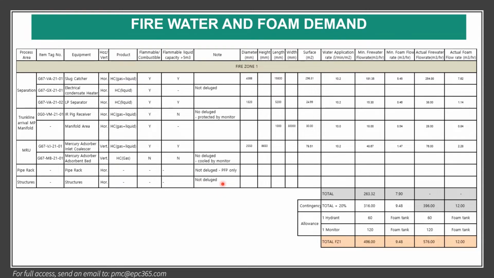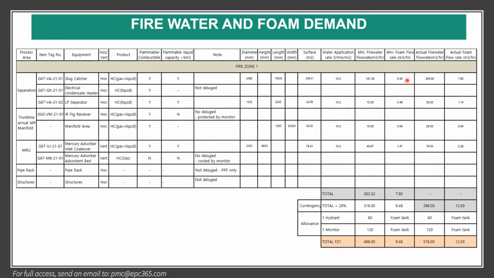And does it have PFP? Does it have any other protection? For example, here PFP is not provided, only for example this pipe rack. So when you decide yes, you have to deluge, then you have to define the dimensions of height, length, and width, and then finally the surface, then the application rate as per NFPA, and then the minimum fire water flow rate, application rate by surface.